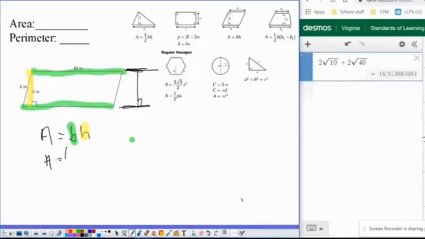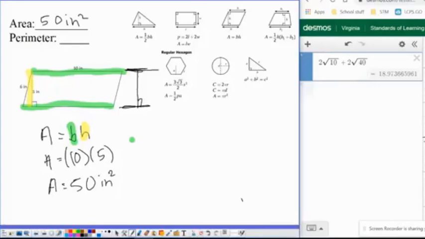So this is relatively easy. You put in 10 for the base, and we put in 5 for the height, and then 10 times 5 is 50. And it's inches, and it's area, so it's inches squared. So 50 inches squared is the area.